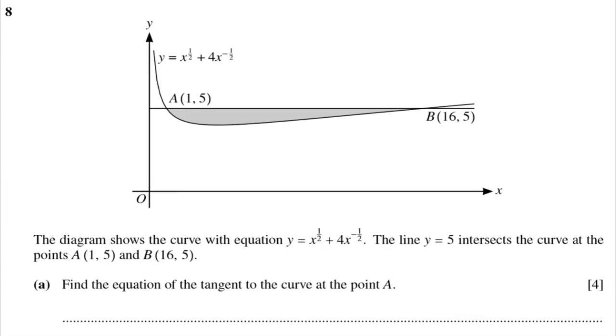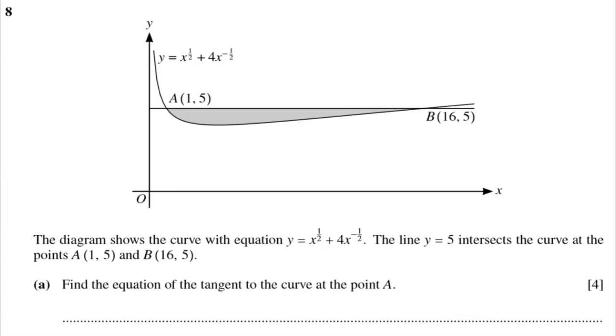Find the equation of the tangent to the curve at the point A. All right, so to find the equation of a tangent is always the same. Find the gradient of the curve. So we need to do the derivative to find the gradient of the curve at A. Use the gradient and the point to find the equation of the line, which is the tangent. And that's it.